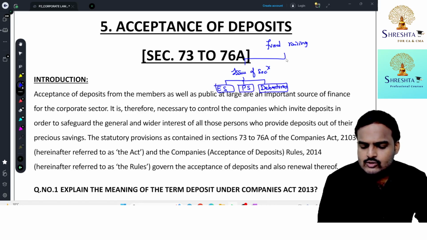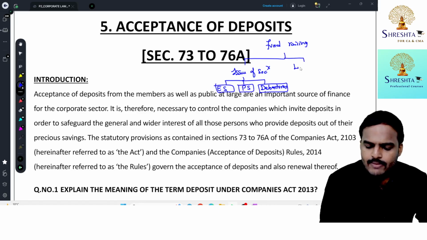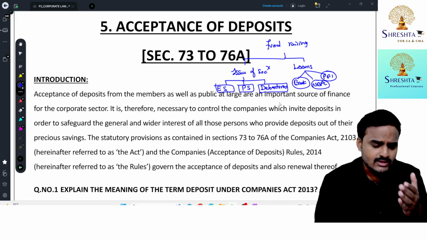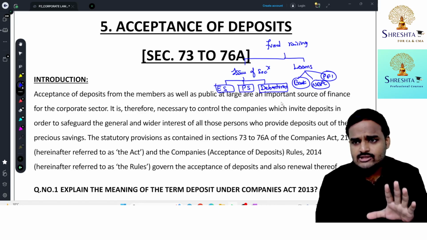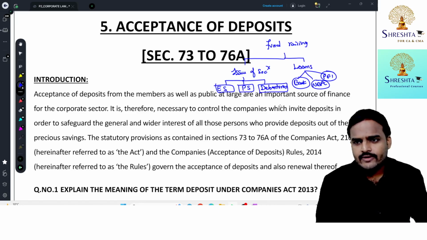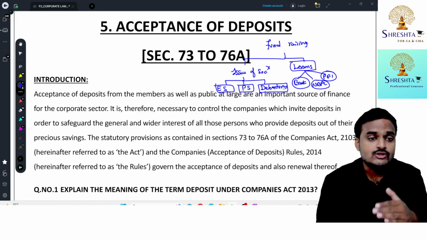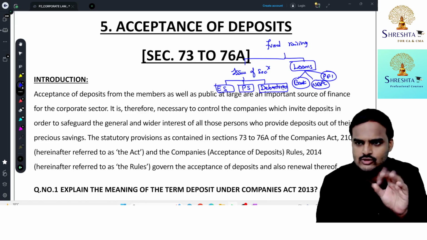Understood? And the next source is borrowings from banks, loans from banks, NBFCs, non-banking financial companies. Next, public financial institutions like LIC, industrial development banks, Unit Trust of India, IFCI. Like that, the company can raise funds through borrowings.